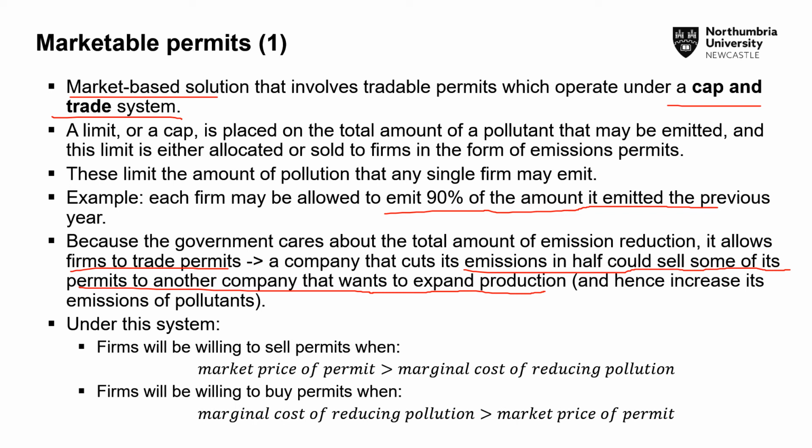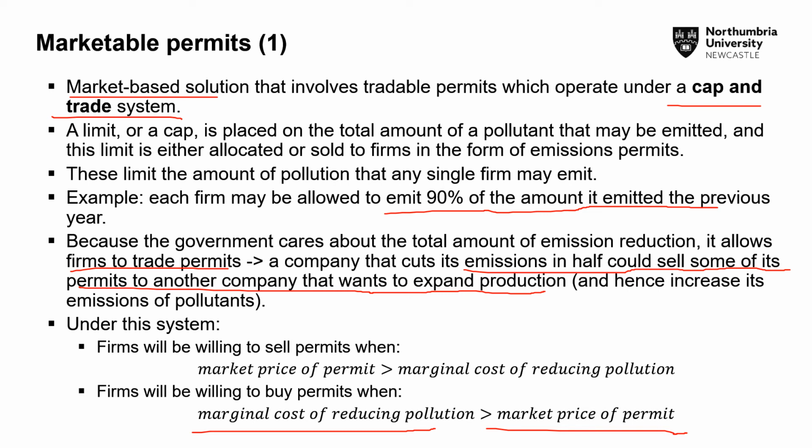So firms for which the market price of a permit is greater than the marginal cost of reducing pollution will sell permits. In other words, they can get more from selling their permits than they need to invest in reducing pollution. Alternatively, firms will buy permits when the marginal cost of reducing pollution is greater than the market price of a permit. In other words, if it costs you more to reduce the pollution than to pollute more, but in order to pollute more you need to buy an additional permit, then it makes sense to buy a permit.